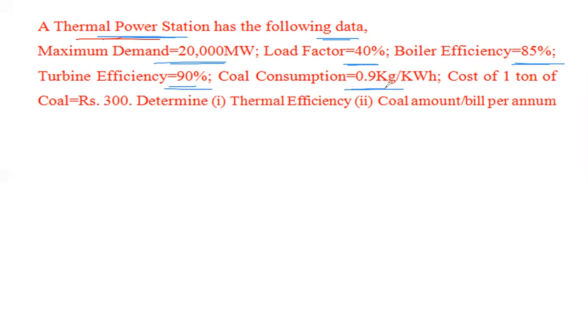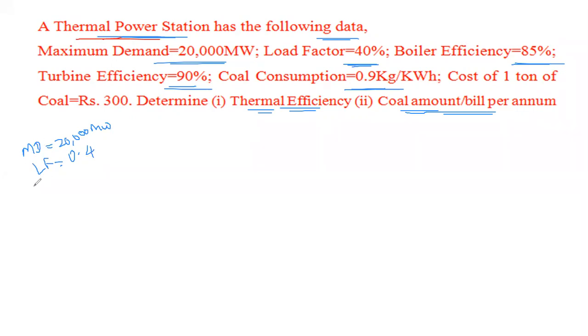Determine two parameters. One is the thermal efficiency, another is the coal amount per annum, that is the annual cost of fuel. In the problem, the maximum demand is 20,000 megawatt, and the load factor is 40%, that is 40 by 100, 0.4.